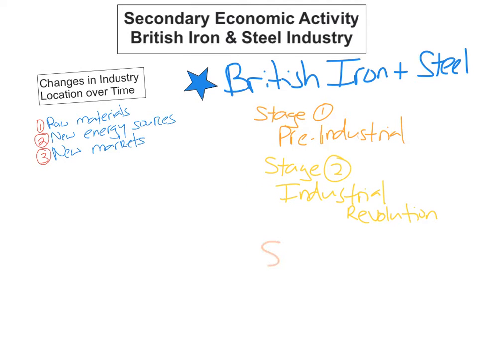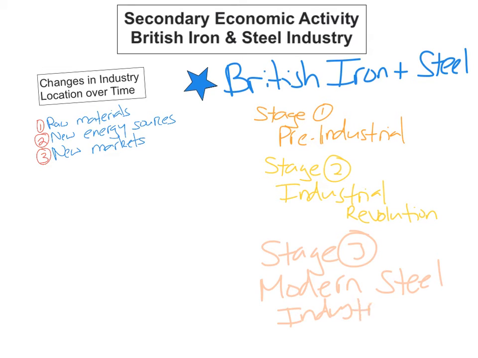And the final stage was stage three, and this was the modern steel industry. And this was when all industry was transferred from the coalfields to the coast. An example of this would be Teesside. Why did it do this? Well, discovery of new energy sources such as oil and gas was able to power the energy supply instead of using coal. Iron ore is easily transported by sea to the ports.